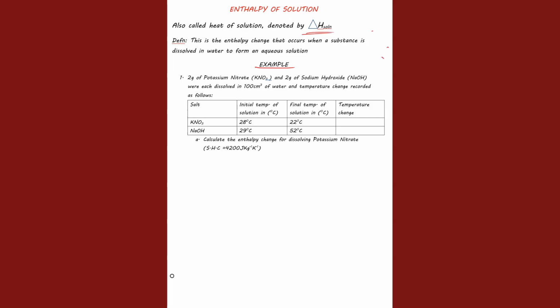So the first question, you're told to calculate the enthalpy change for dissolving potassium nitrate. Now we know the formula for enthalpy change is given as mass multiplied by the specific heat capacity multiplied by change in temperature. To get the change in temperature, we take the final temperature minus initial temperature.